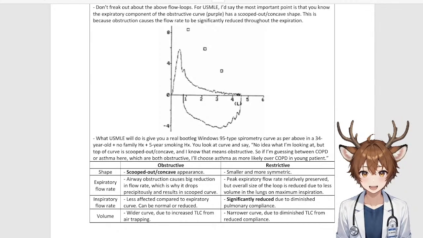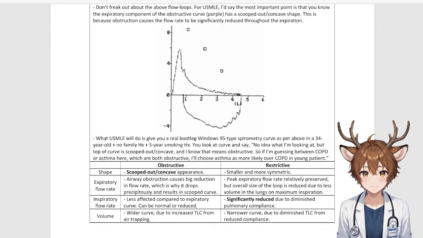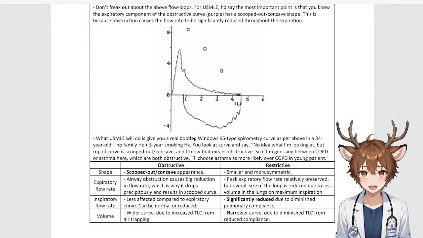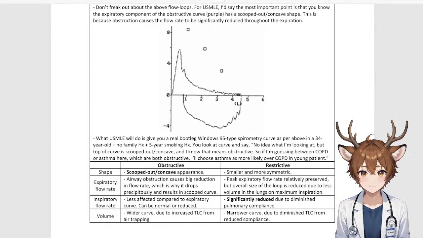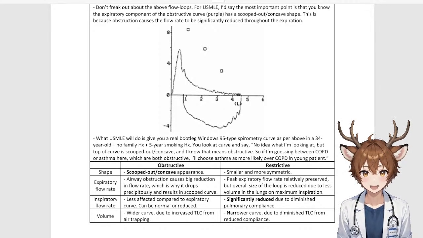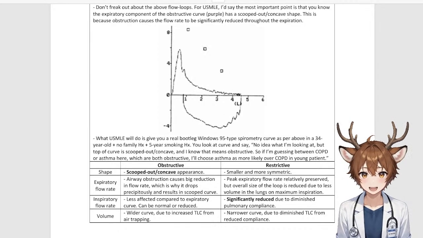So obstructive for shape: scooped out, concave appearance. Expiratory flow rate: airway obstruction causes a big reduction in flow rate, which is why it drops precipitously and results in a scooped curve. Inspiratory flow rate is less affected compared to the expiratory curve, and can be normal or reduced. Volume: a wider curve due to increased total lung capacity from air trapping.